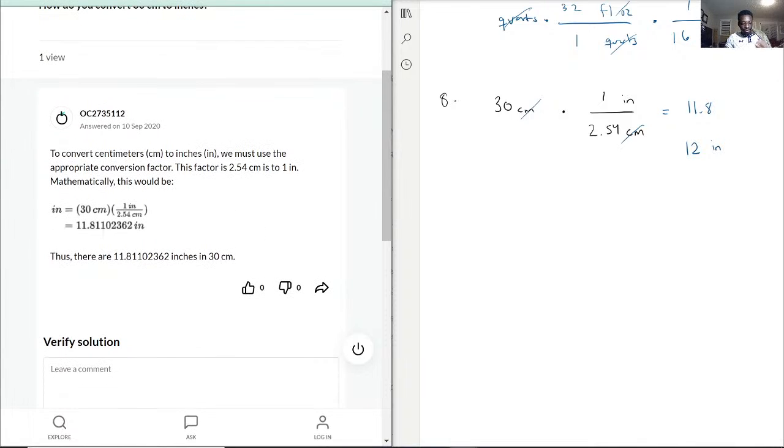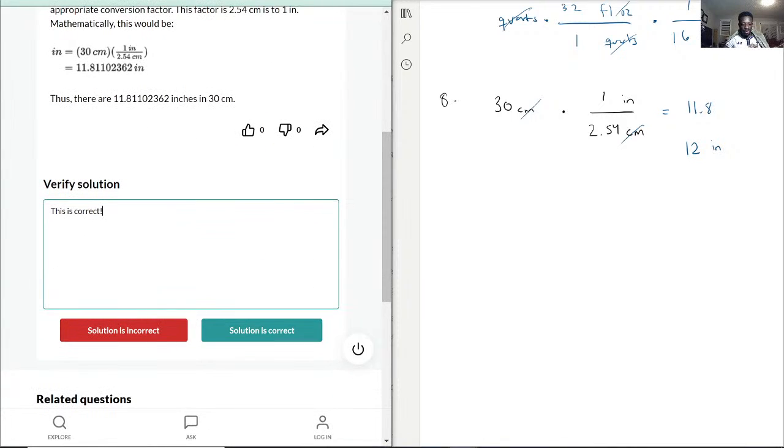So once again, as you can see, they keep their inches at the numerator, that's what we want, and centimeters at the denominator, that's what we have. Cancel out, they also get that 11.8. So this is correct. And let's move on.